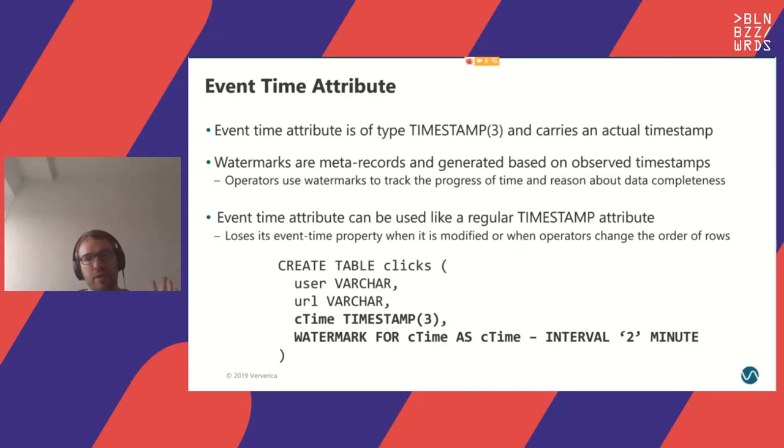If you make the margin very small, like let's say only 5 seconds, then you get the result very soon after the click time attribute passes the computation boundary. But it might be that some of the data that was late is not really part of the computation.